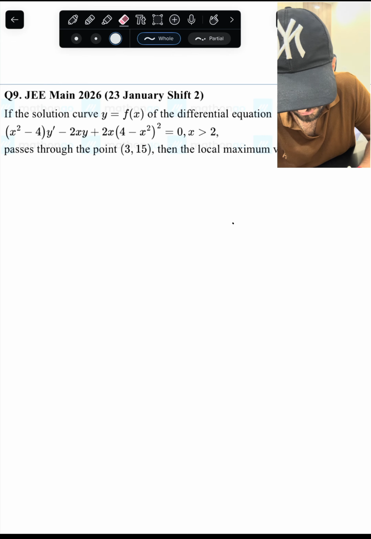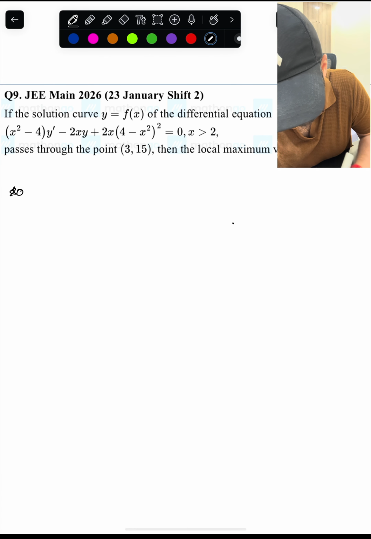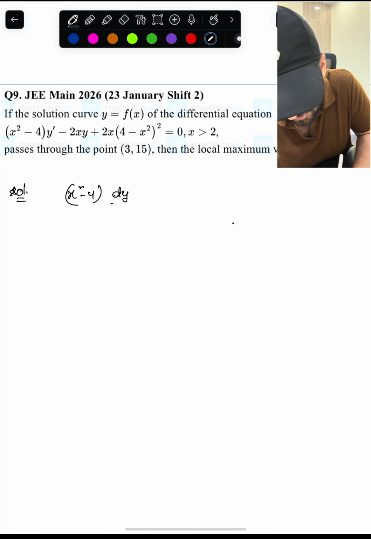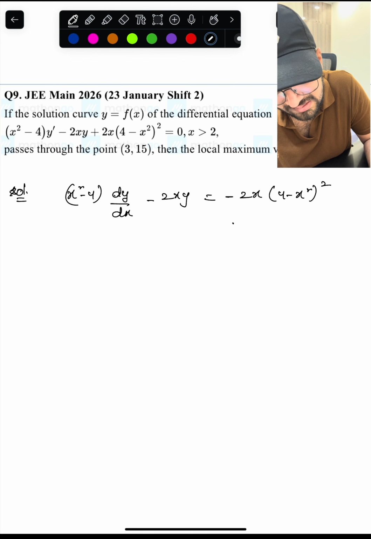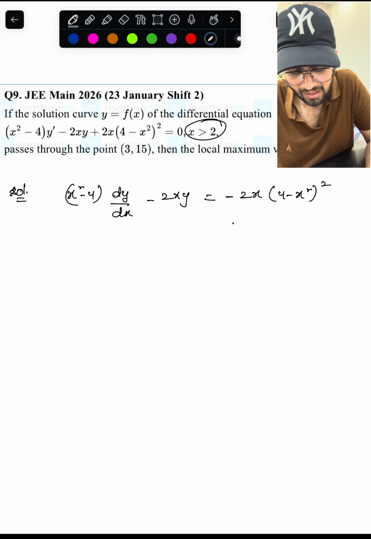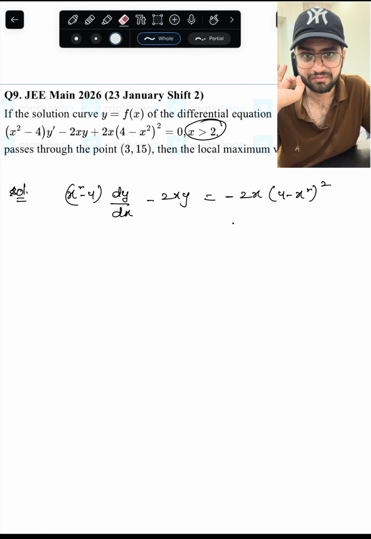So how to solve this linear differential equation? Now let's dive into the question. (x² − 4) dy/dx − 2xy, I will take this term to the other side: = −2x(4 − x²)², right? And x > 2 is given. Remember, every piece of data is very important and crucial for solving the question.